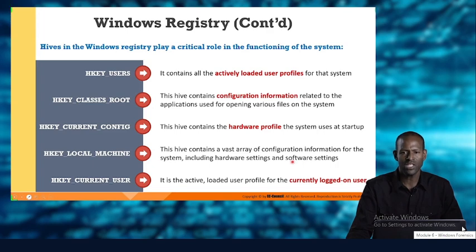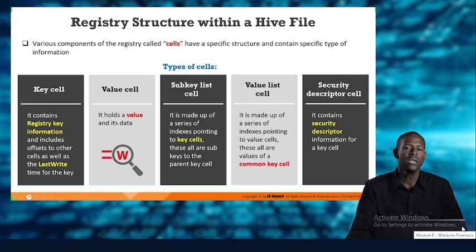The next one, again, has the word current in it, and that is HKEY_CURRENT_USER. It is the active loaded user profile that is currently logged on. What happens is it's cloned from HKEY_USERS, and then the specific information of the current user is added to that. So these are the main hives, and we have cells in the registry. These have specific structure and information.